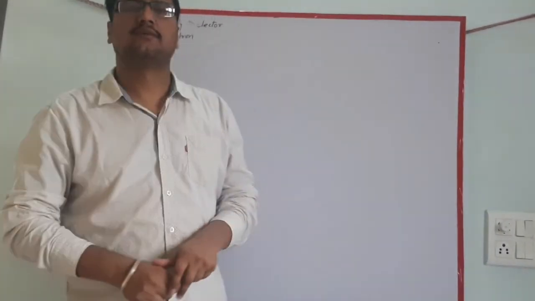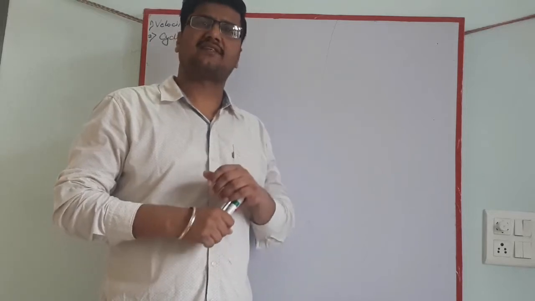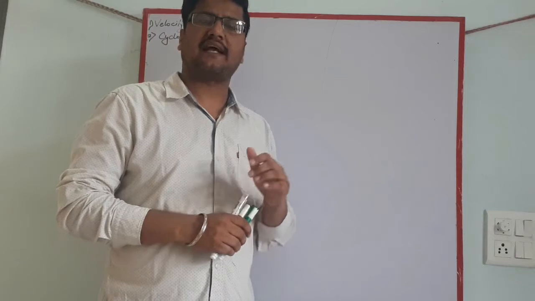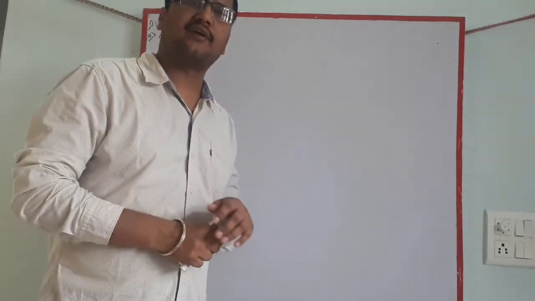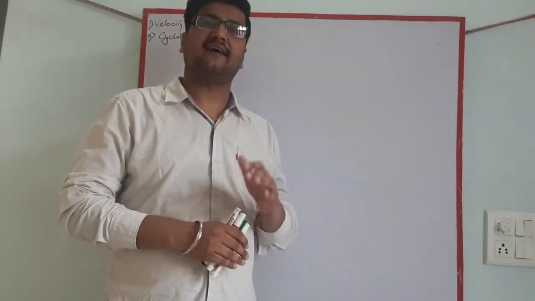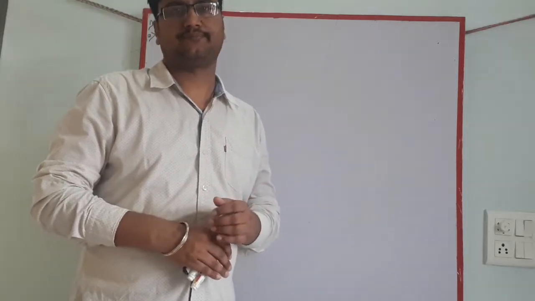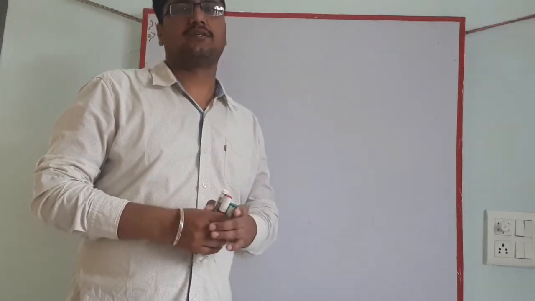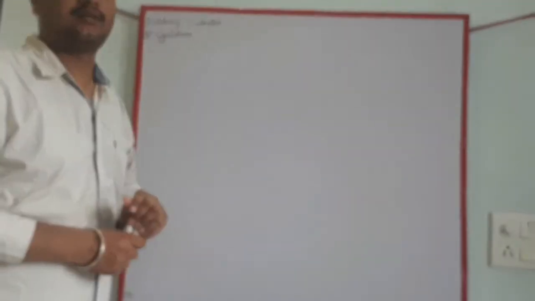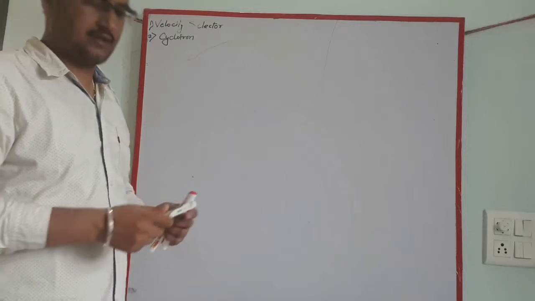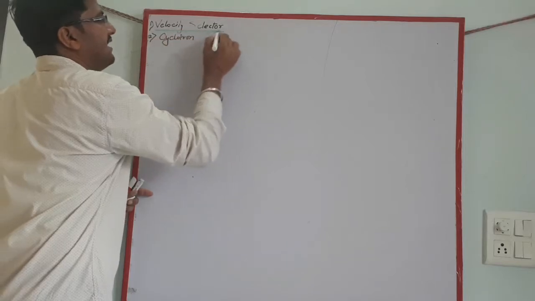Good afternoon, students. In the previous lecture, we discussed the force acting on a moving charged particle inside the magnetic field and electric field and their path trajectory in the magnetic field. In today's topic, we will discuss the velocity selector and cyclotron. Dear friends, let's start with the first topic, velocity selector.